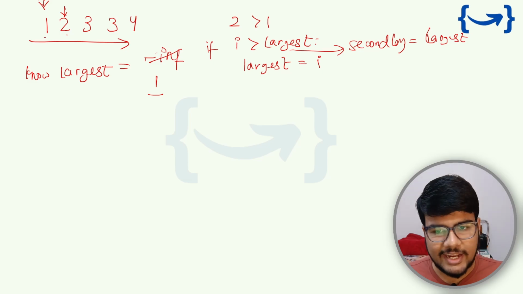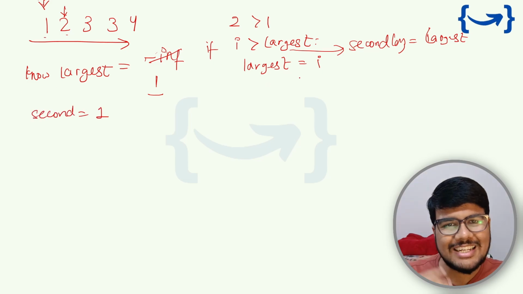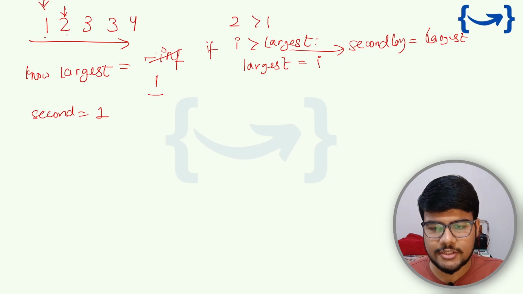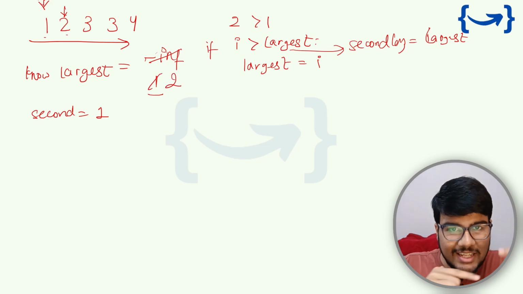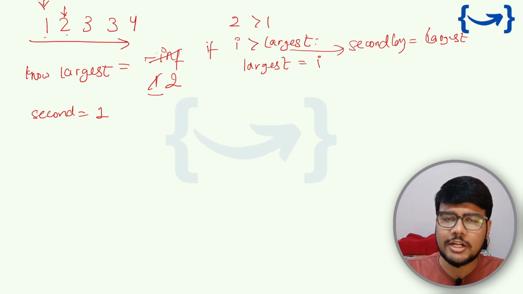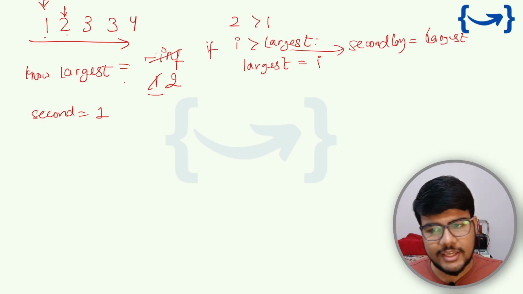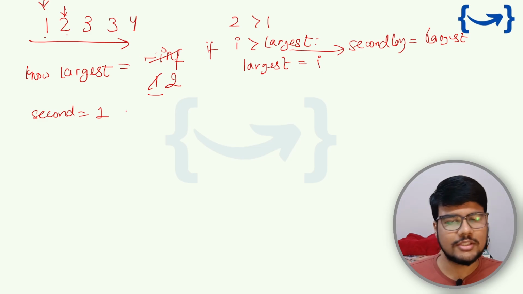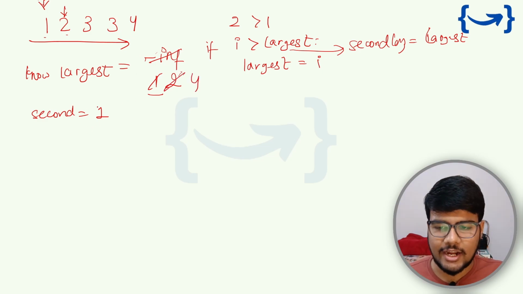Let me create a second variable here which will store 1, and now I will reinitialize my largest, so 1 becomes 2. Now my largest is 2 and my second is 1. So in a single iteration, you can do it in multiple iterations too, but in a single iteration I did this task. Now if the array is sorted, it will go in this manner only, and in the last you will find the largest as 4 and the second largest as 3.